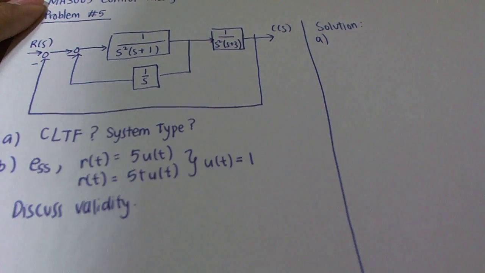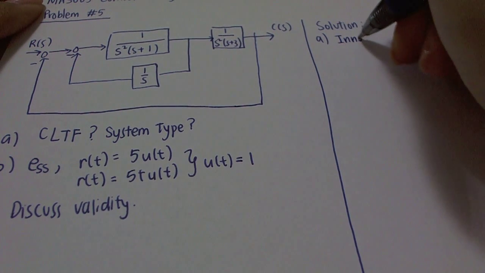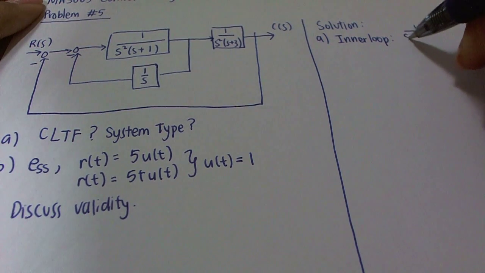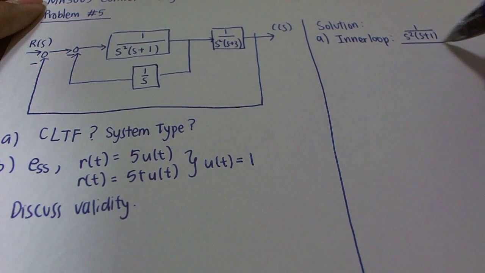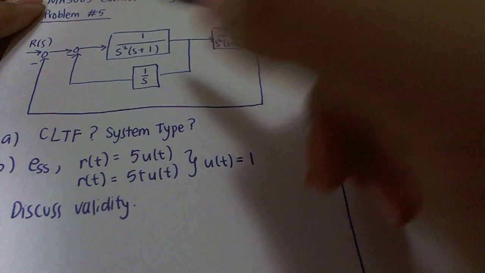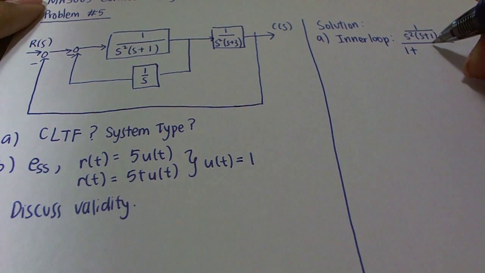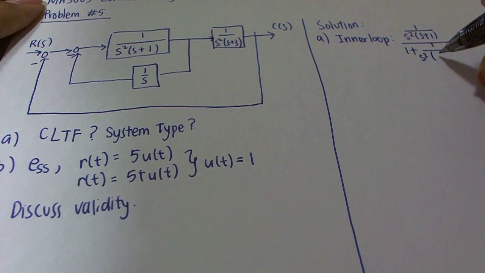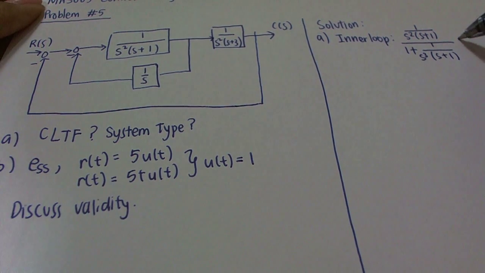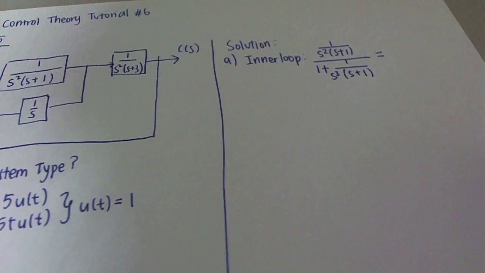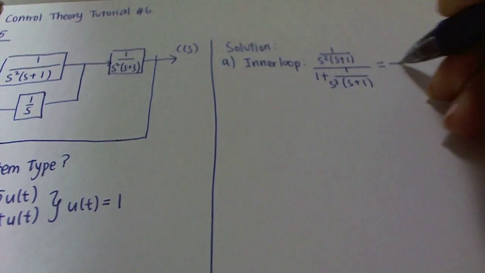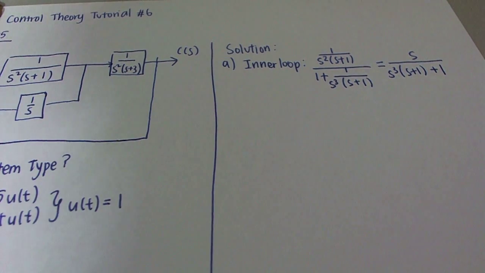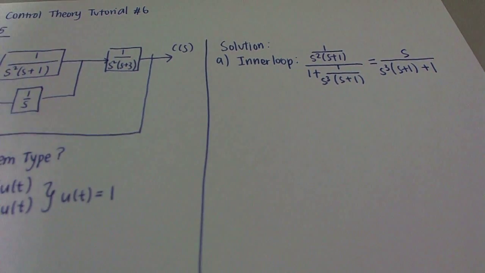So in the inner loop, what we have is the forward loop transfer function, which is 1 over s squared multiplied by s plus 1, divided by 1 plus the open loop transfer function, which is this term multiplied by that term. So we have 1 over s cubed multiplied by s plus 1. And simplifying this term, what we get is s divided by s cubed multiplied by s plus 1 plus 1. So this is basically our inner loop block diagram.